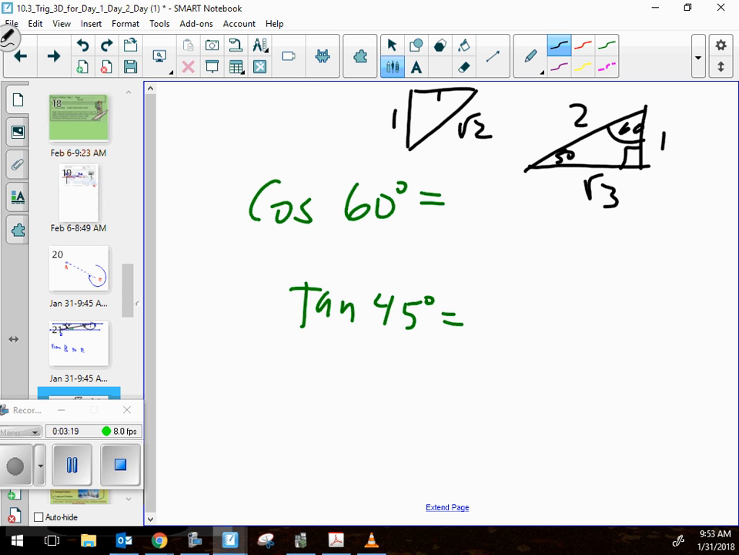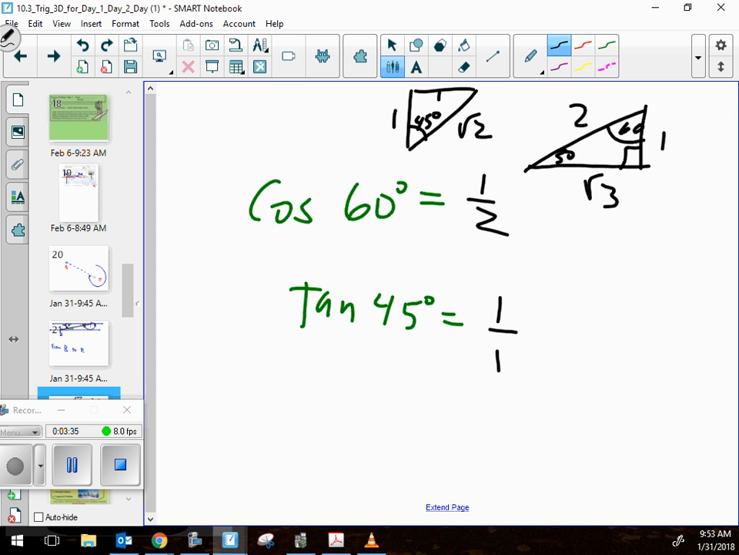I go to my 60, cosine's adjacent over hypotenuse. You should have had 1/2. Raise your hand if you had 1/2. Awesome. Then, tangent of 45. Pick either 45, doesn't matter because they mirror each other. So tangent is TOA, opposite over adjacent. 1 over 1, also known as 1.